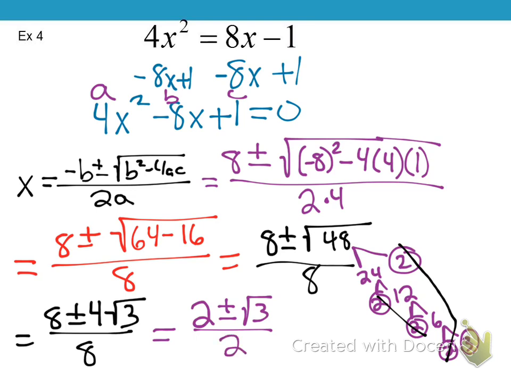Now, careful. A lot of people will take this one step further and simplify the 2's. You can't do that because both terms would need to have the 2 in order to simplify it again. Okay? Questions? You could write it out twice if you want, one plus option, one minus option, or you can be done here. I prefer being done here. Questions?